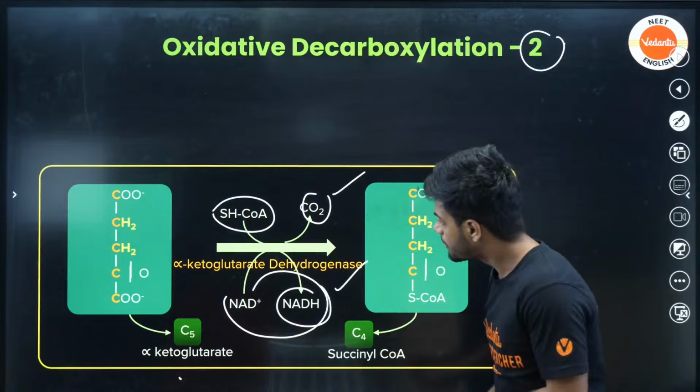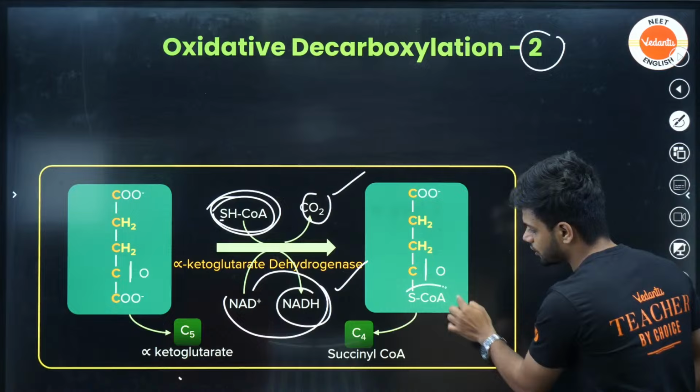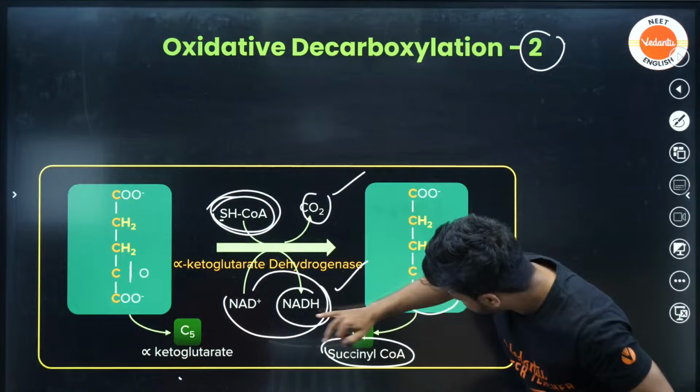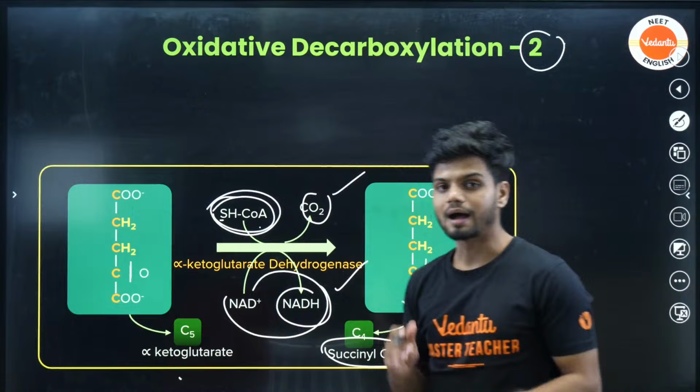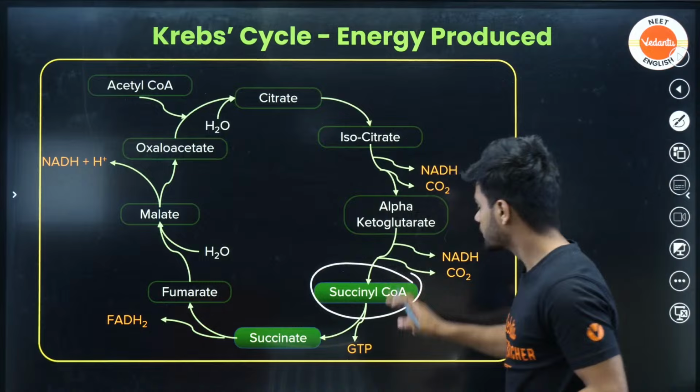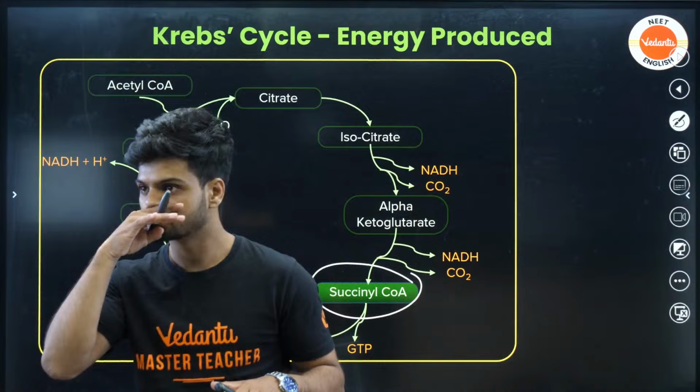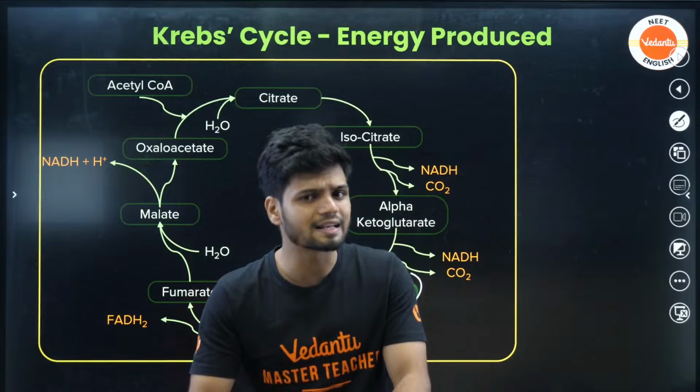At the same time, a coenzyme A attaches to succinate, and that is why we get succinyl coenzyme A. So alpha ketoglutarate goes to succinyl coenzyme A because a coenzyme A is also attaching there. Clear? Now this succinyl coenzyme A is very unstable. So what happens?